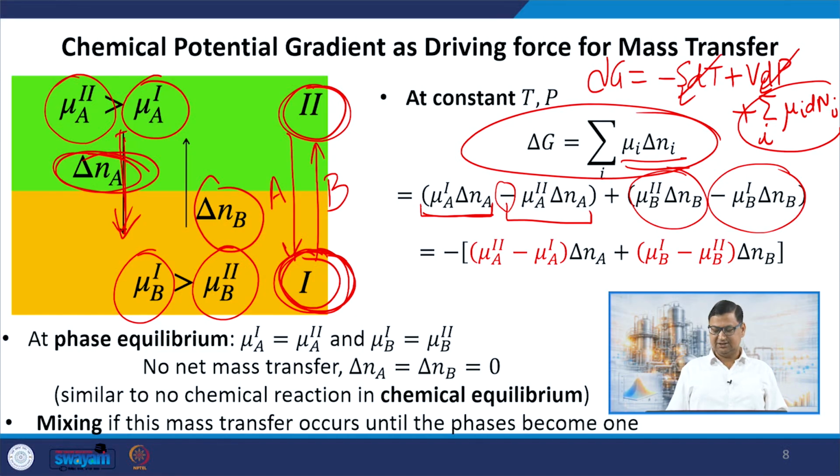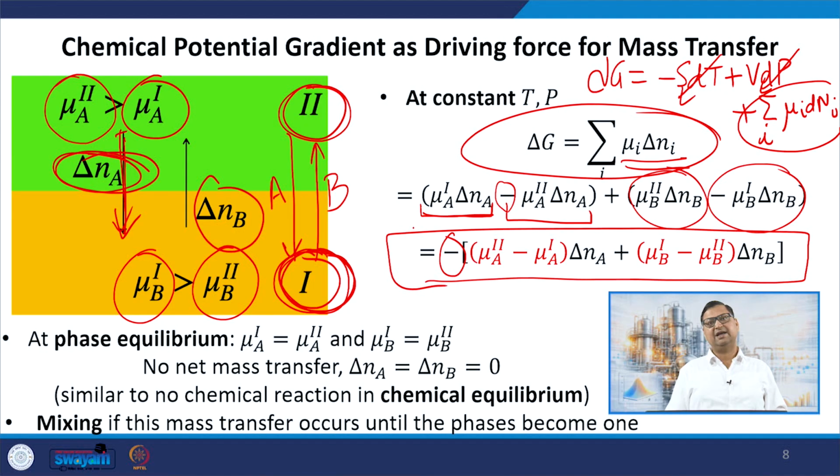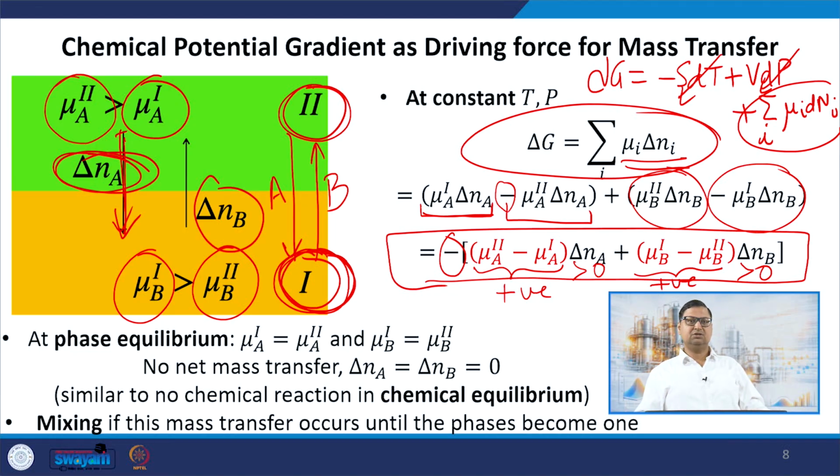And now I can rearrange this equation and it becomes something like this with a net negative sign in the front. What this means is, since the way we have defined it, delta Na is higher than 0 and delta Nb is higher than 0. So, therefore, if this quantity is positive, which is what we have assumed here, and this quantity is positive, which is what we have assumed here, the delta G is going to be negative, which is a favored process, right. So, this will keep on happening, the moles of A and B will keep on transferring in this particular fashion.